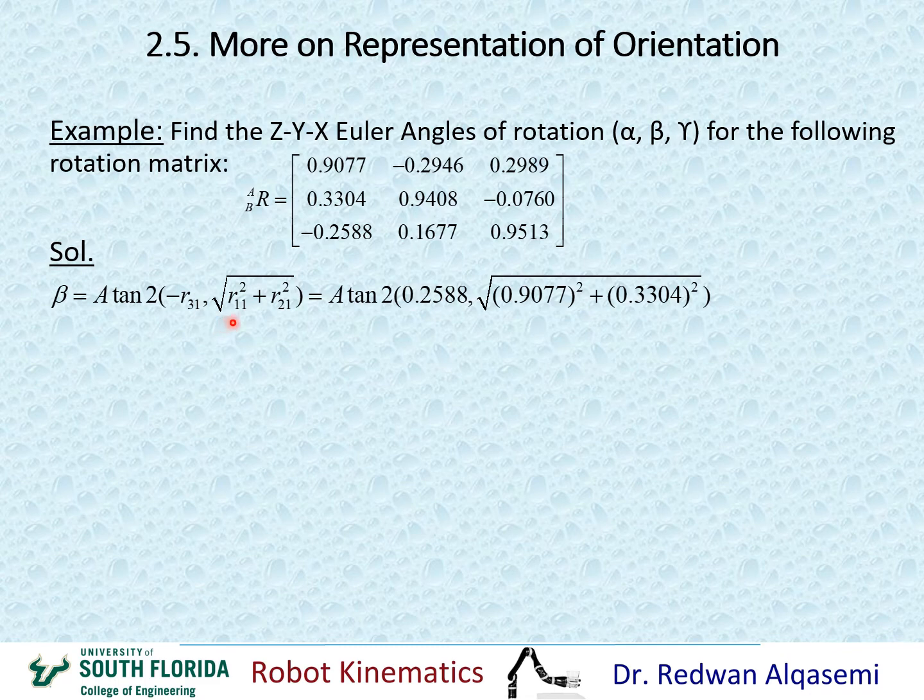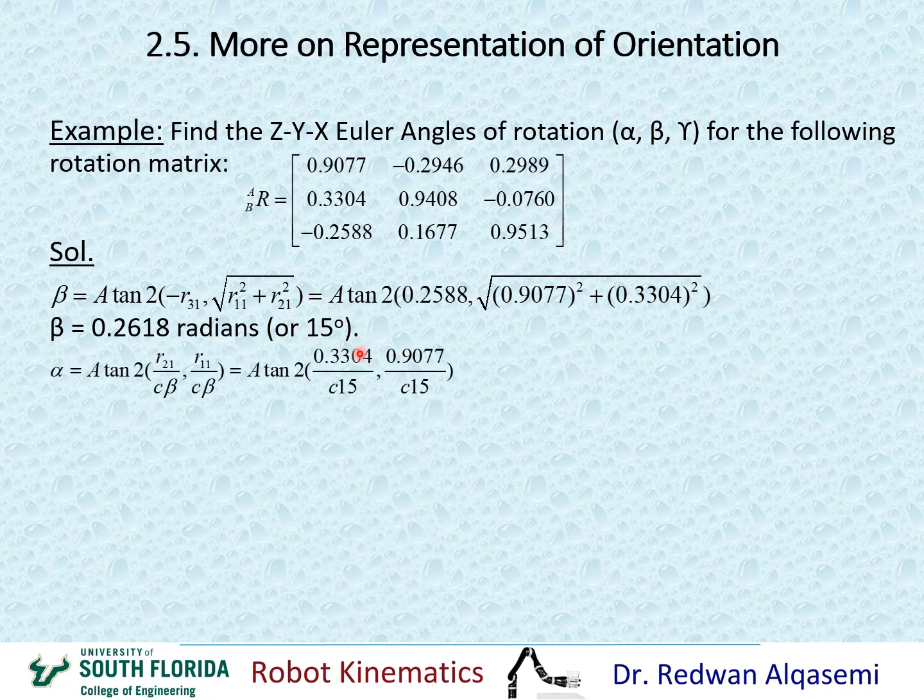And then I need the square root here of R11 squared. This is my R11, so I take it and place it here. And then R21 squared, this is my R21, so I take it and place it here. If I evaluate this, then I'll find out that beta equals 0.2618 radians, which is about 15 degrees. Now for alpha, the equation for alpha we found is atan2 of R21 divided by cosine beta and R11 divided by cosine beta.